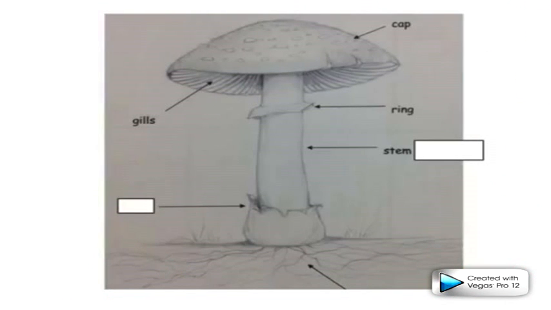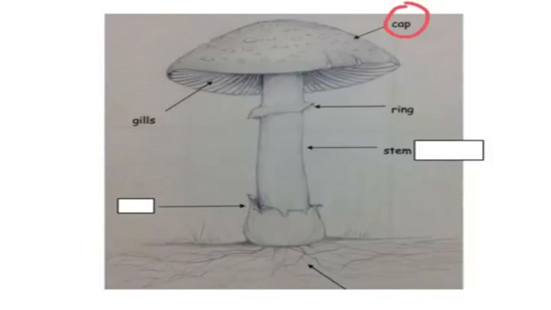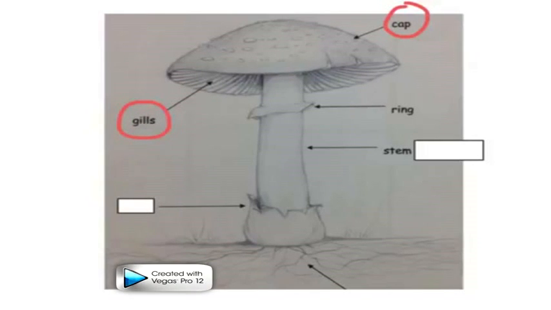Let's review the life cycle of a mushroom. If you remember from our previous discussion, the very top of the mushroom is called the cap. Underneath the cap, there are gills. Now the gills are important because inside of the gills, something called spores form. The spores are what contain the genetic material from the mushroom.